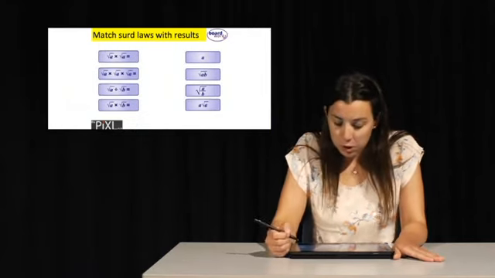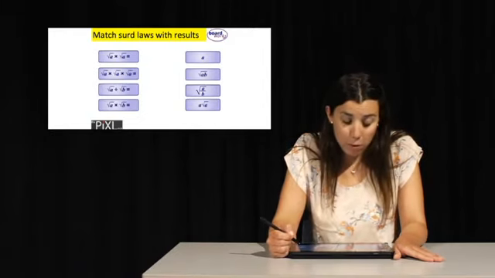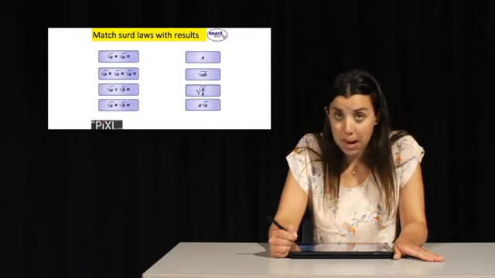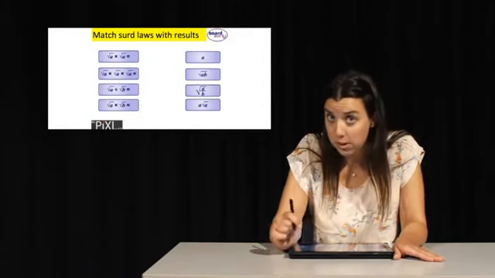So the activity for you to do now, on the left-hand side, you have 4 of the third rules, and I want you to match these with the results. 2 minutes, off you go.